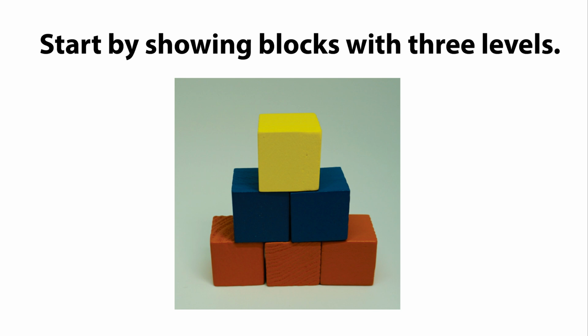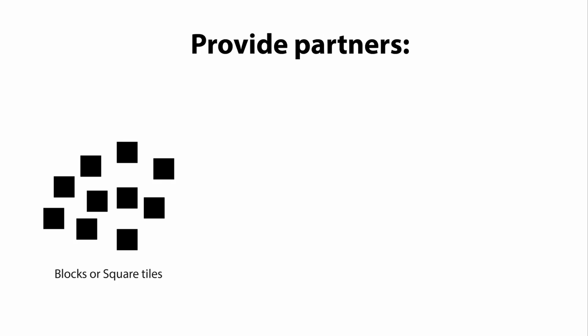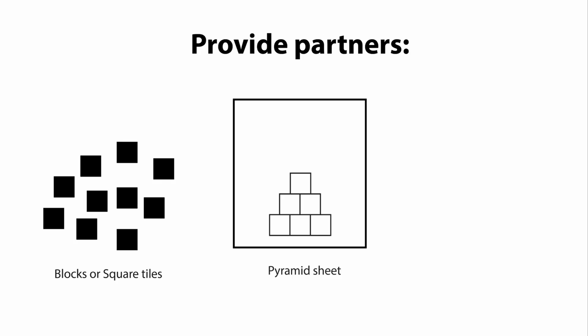Launch the activity by building a pyramid with blocks that has 3 levels, like the one shown here. Provide partners with blocks or square tiles, a pyramid sheet, and markers. Be sure students have access to a sufficiently large space to build their pyramids.